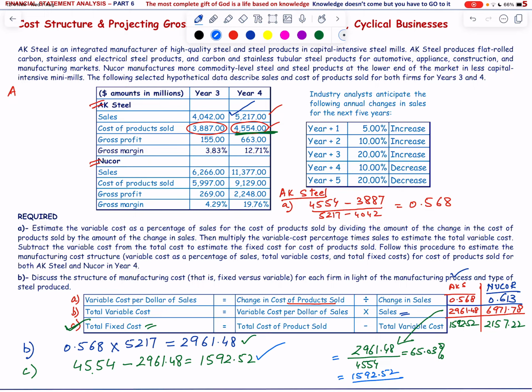Divided by the total sales, total cost of product sold, that is 4554, and that is equal to 34.97%, and we can see this is equal to 100%. Now this is for AK Steels. For Nucor, the percentage for the variable cost is going to be 76.37%, and the fixed cost will be 23.63% of cost of product sold.